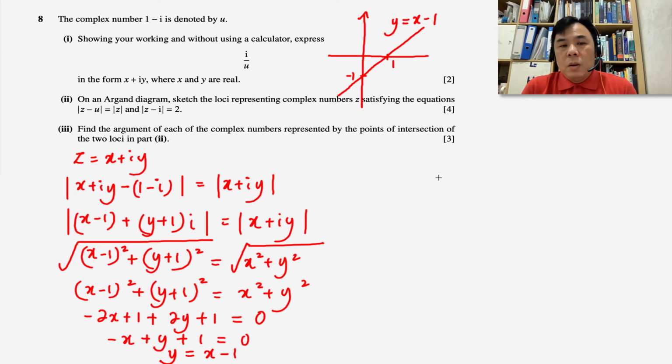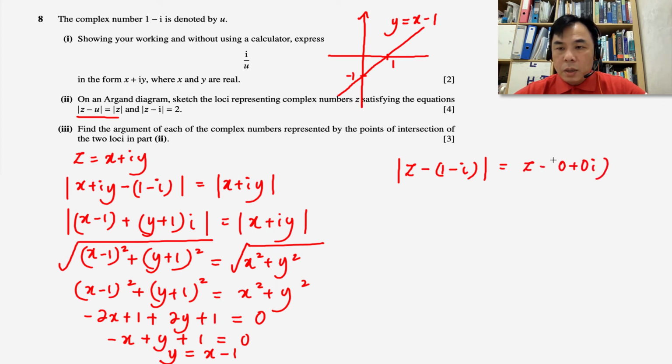All right. Now, in terms of complex description, we say that this particular complex equation represents the perpendicular bisector between 2 points. What do I mean by perpendicular bisector between 2 points? This is what I mean by that, right? Let me rewrite this one more time. It is z minus u, your u is this, is equal to z minus 0 plus 0i.